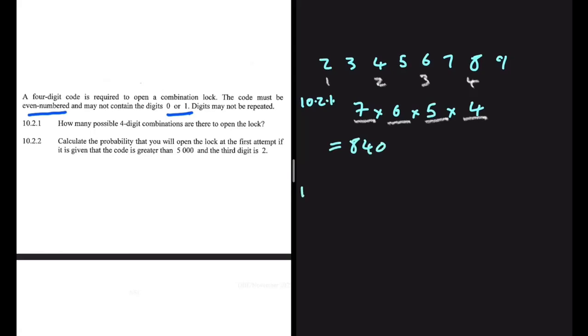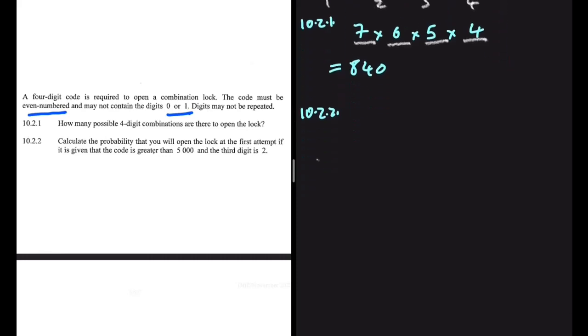Let's look at 10.2.82. Calculate the probability that you will open the lock at the first attempt if it is given that the code is greater than 5,000 and the third digit is 2.